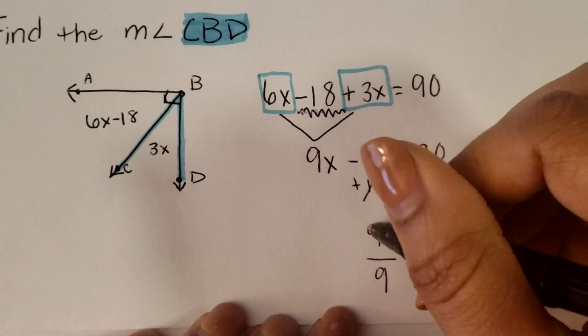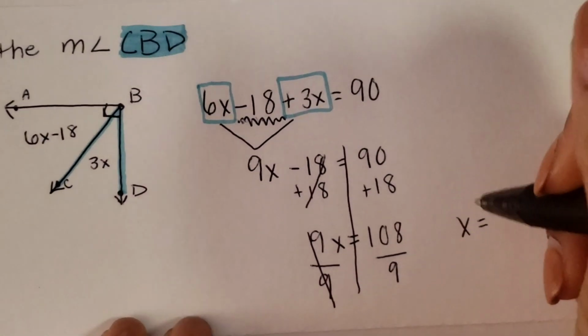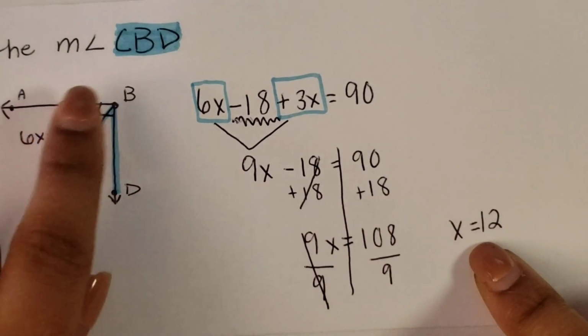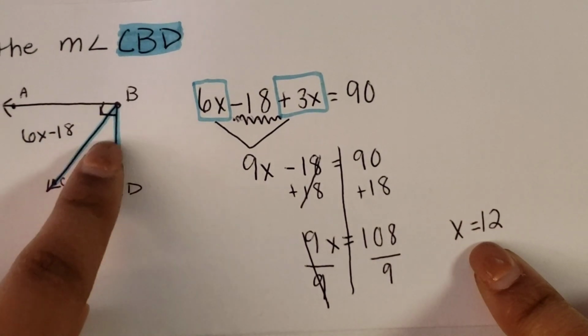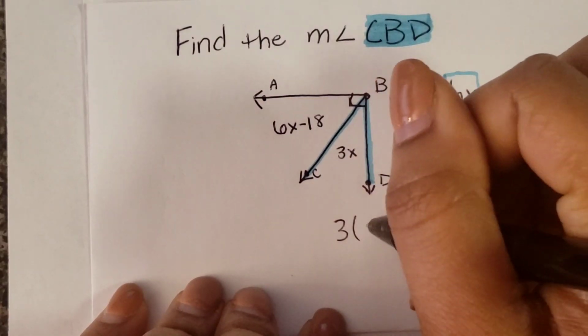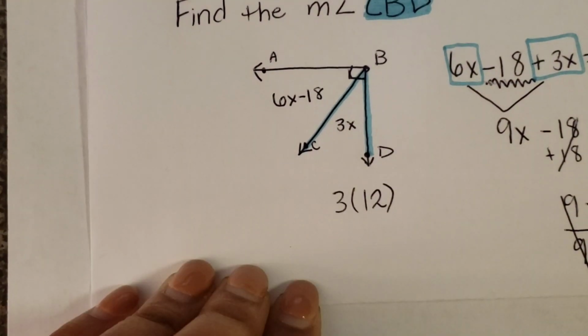But are we done yet? No. We have to find out the measure of CBD. So we're going to have to plug in this 12 back into that measure. So we have 3x, which is the same thing as 3 times 12. 3 times 12 is going to give us our great answer of 36.